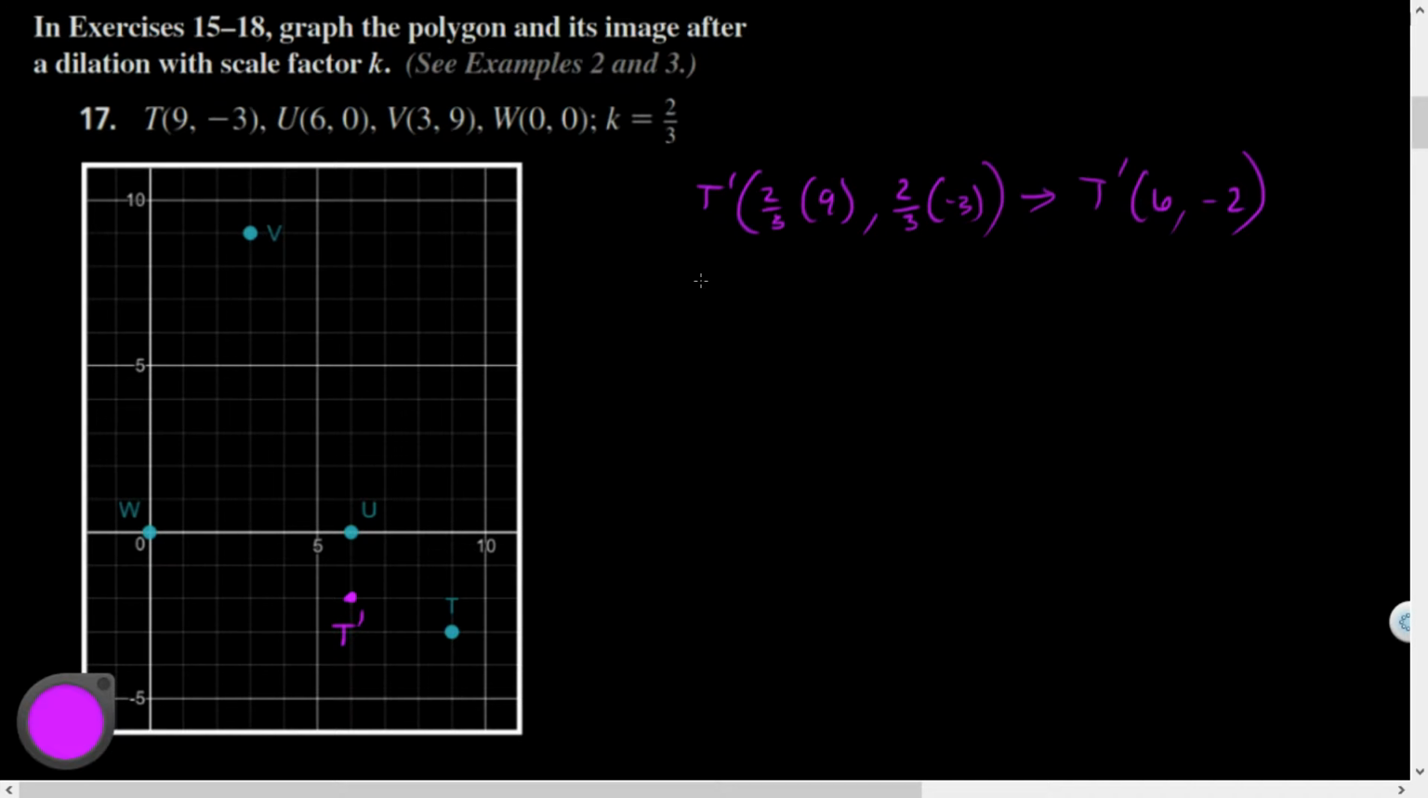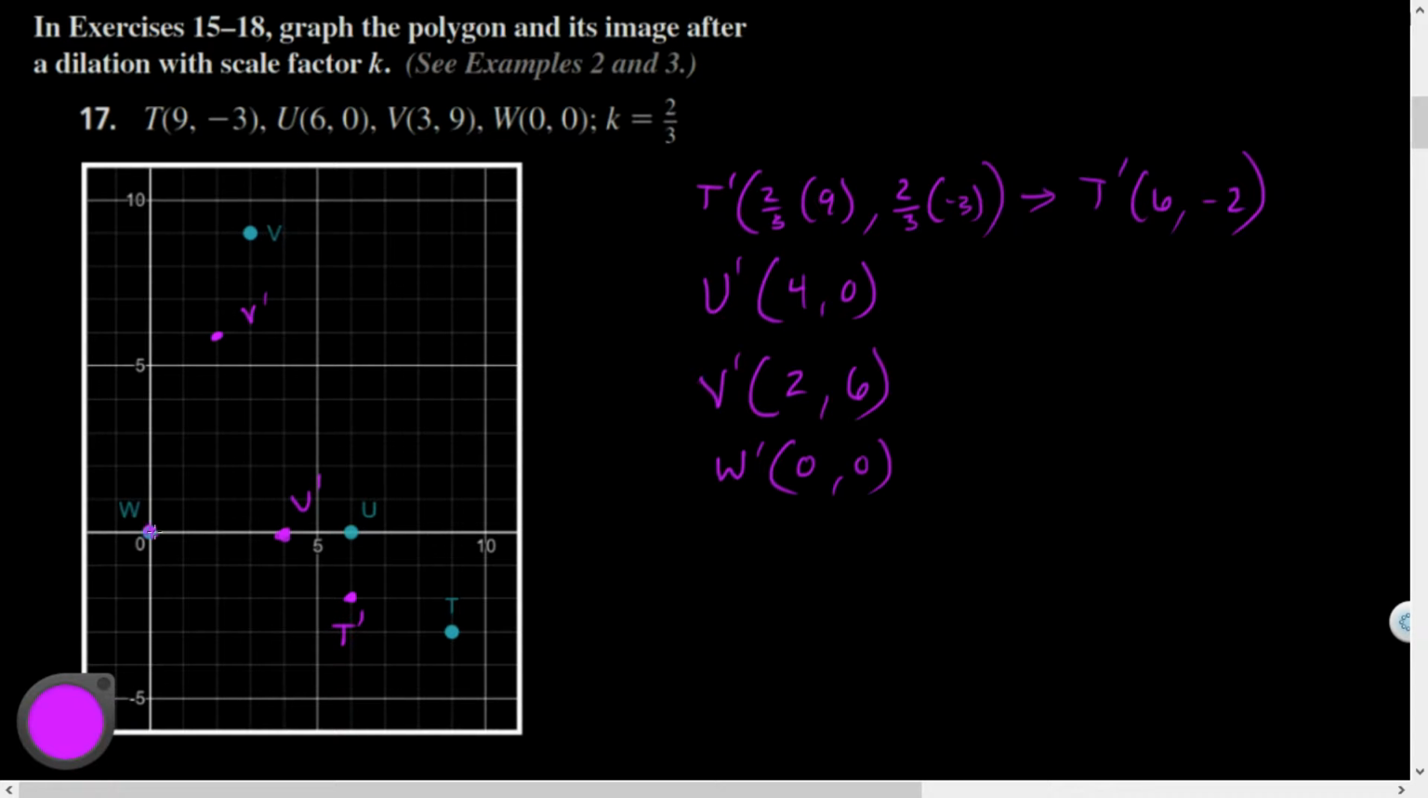I won't do this work for all of them. We'll just recalculate. 2/3 of 6 is 4, and 2/3 of 0 is 0, so that's over 4. So here's u prime. For v prime, 2/3 of 3 is 2, and 2/3 of 9 is 6. So over 2 up 6, and here's v prime, 2/3 of the distance there. And w prime, 2/3 of 0 is 0 for both of those.